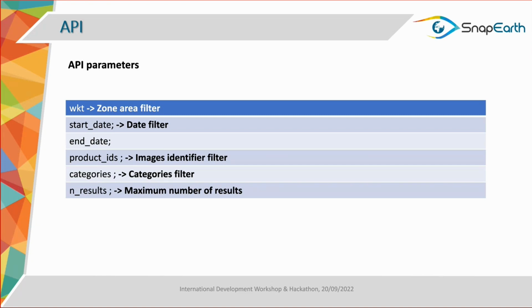You can filter by categories. If you only want water or, I don't know, burn areas, satellite images with burn areas, you can say, okay, I just want category number 433, and you will get only satellite images with burn areas. And the last is the maximum number of results. Basically, if you just want 1 or 2 results, you say, okay, I just want n results equal to 1, and you will get one result.